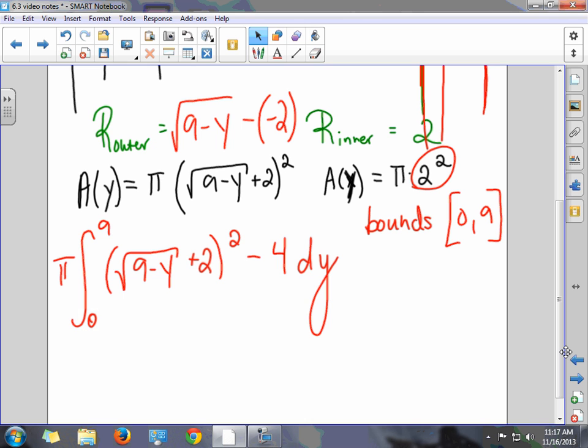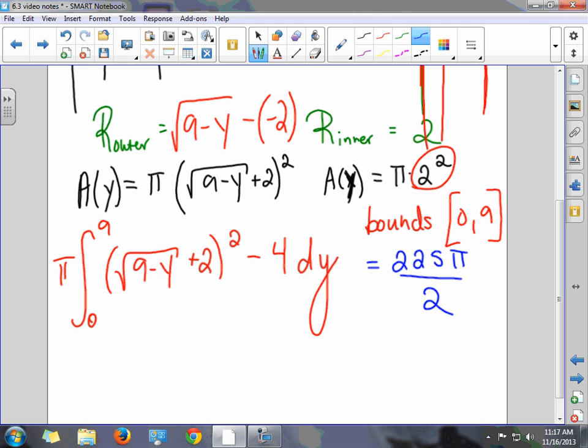And so when I integrate this with respect to y from 0 to 9, I end up with 225 pi over 2. So let's recap again, and then we'll be all done.